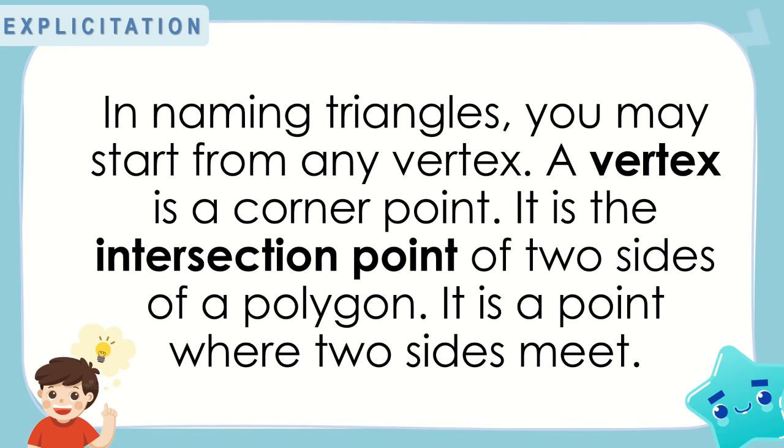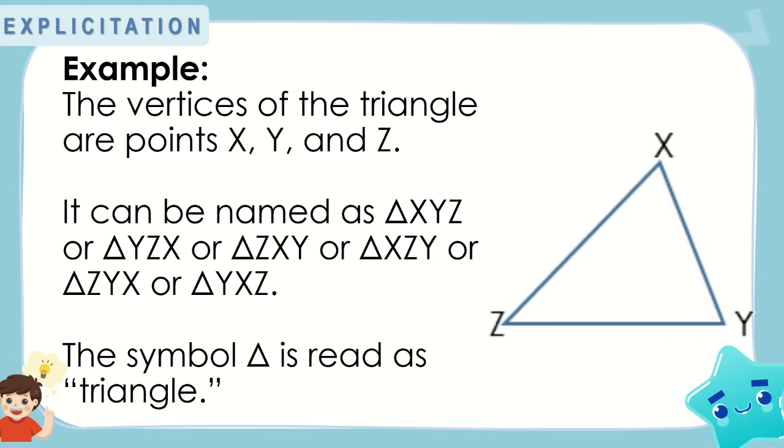A vertex is a corner point. It is the intersection point of two sides of a polygon. It is a point where two sides meet. Example, the vertices of the triangle are points X, Y, and Z. It can be named as triangle XYZ, or triangle YZX, or triangle ZXY, or triangle XZY, or triangle ZYX, or triangle YXZ. The symbol is read as triangle.